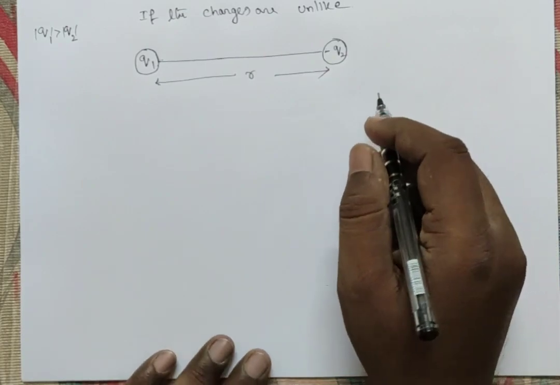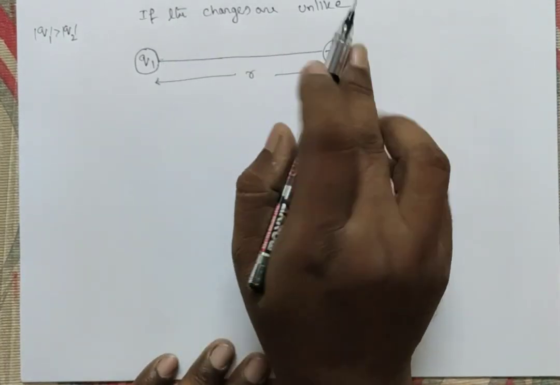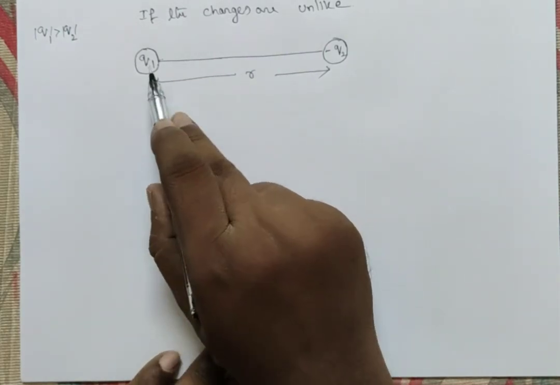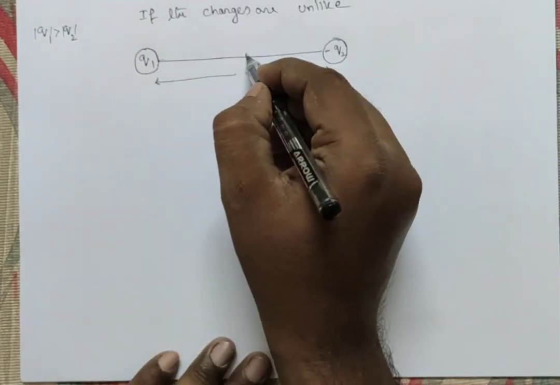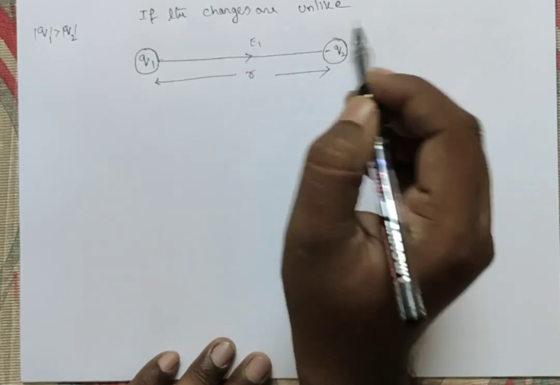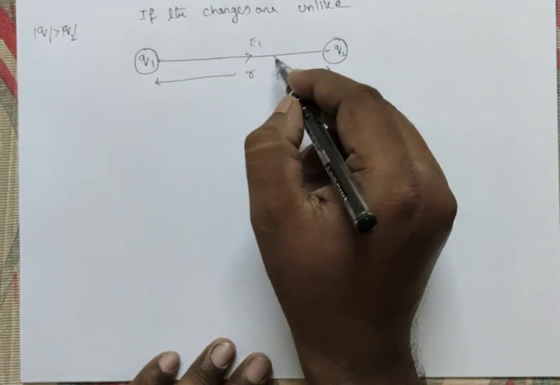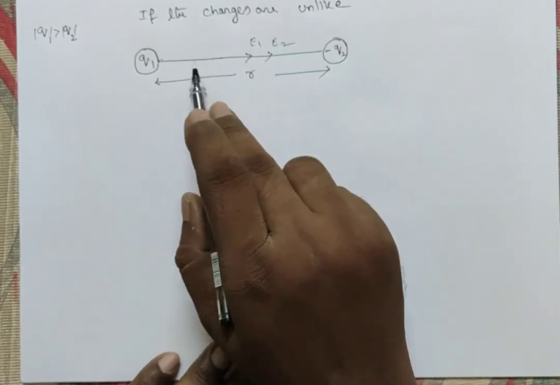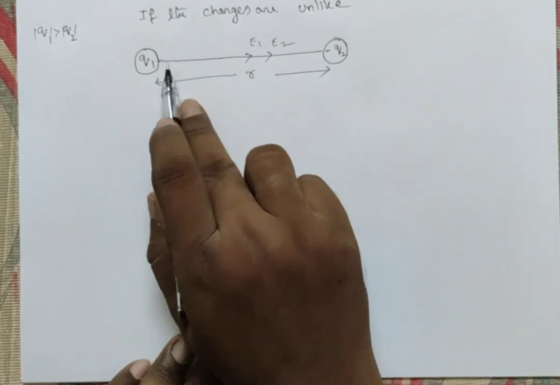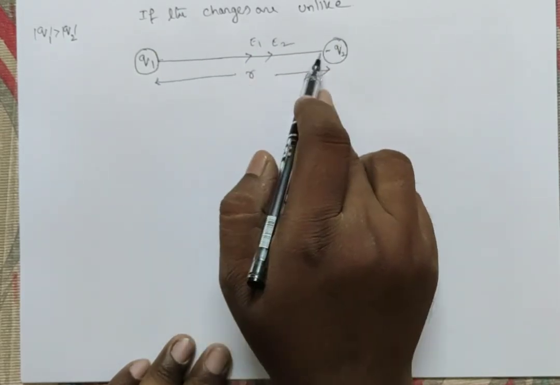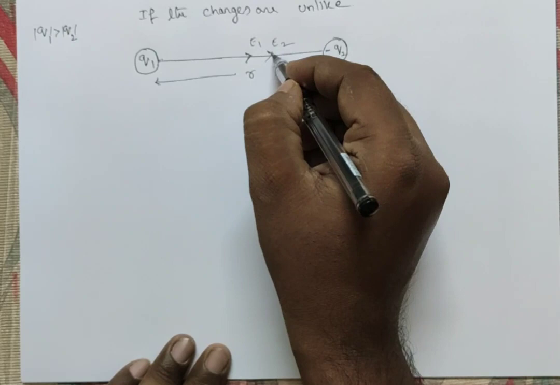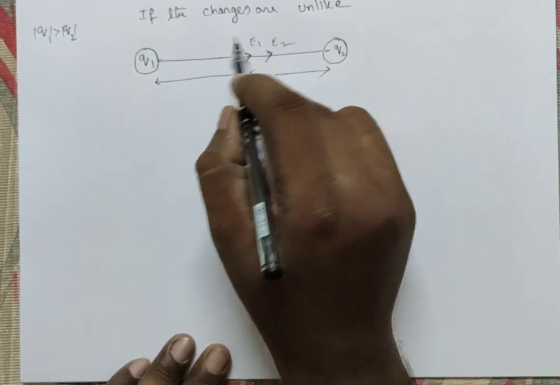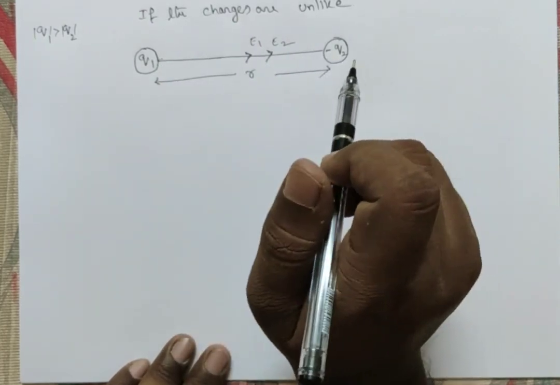Observe once. Between the charges, the electric field will not become zero. Why? Because of the positive charge, the electric field intensity is away from it, that is E1. And because of the negative charge, the electric field intensity is towards it, that is E2. Between the charges, those are in the same direction, so they won't cancel each other.